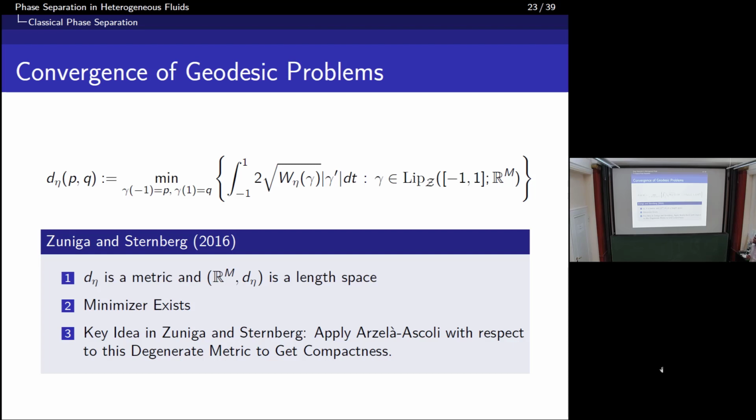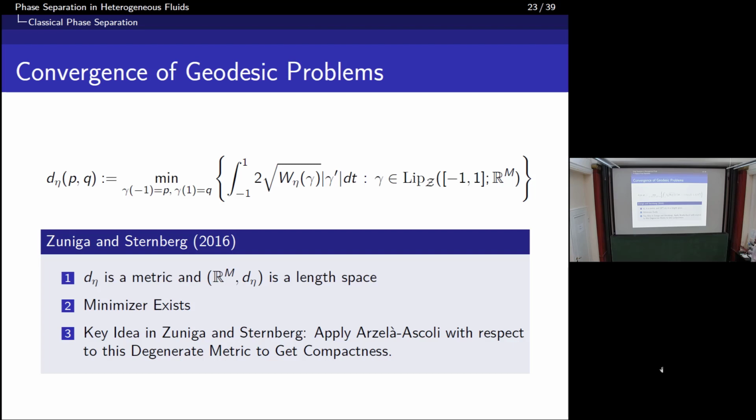And it requires this very deep paper of Zuniga and Sternberg from 2016. So what they do in this paper is they prove, so in this paper they don't have any etas, right? So they just have some conformal factor here. And they prove under very general assumptions, so they only need that whatever factor you have here is continuous, and that it has finitely many wells, and that it goes to something non-zero at infinity.